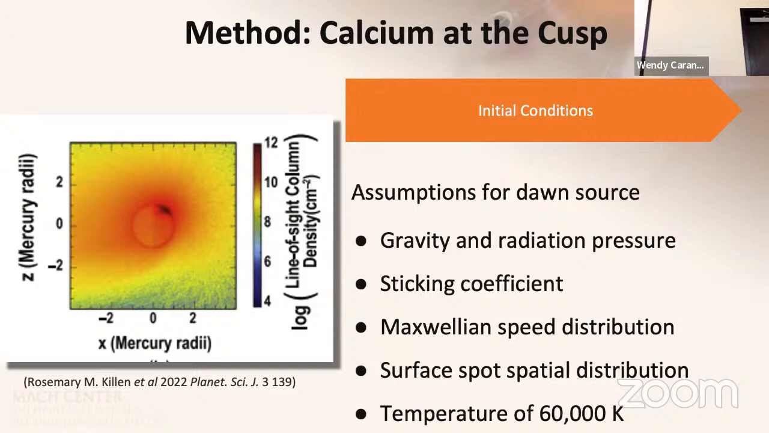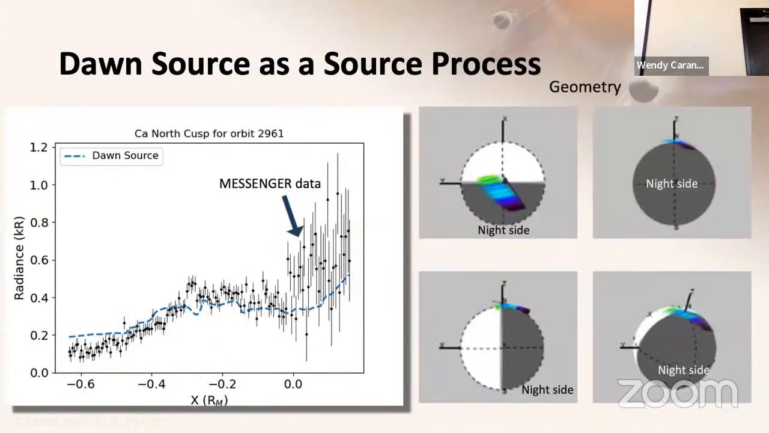That plot there is a two-dimensional plot that we could make with some of the observational data that we have from the model. But instead of making a two-dimensional plot, what we did was make a plot comparing the radiance of the instruments, as I mentioned before, and the model exosphere. This is for orbit 2,961. We're just comparing the dawn source to the MESSENGER data. And if you see here, that solid line on this picture, that's the path that MESSENGER took, or would have taken in our model simulation. It's going over the northern cusp region.